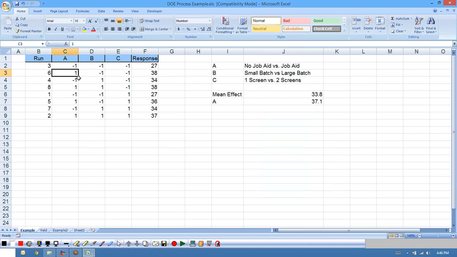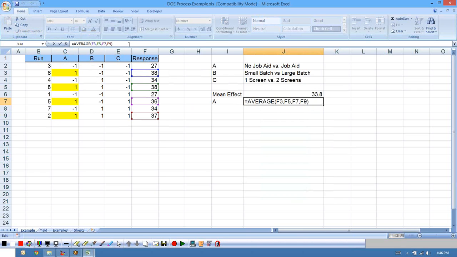37.1. Now, how did I do that? What I did was I took all the pluses of A. Those right there, the ones in yellow that I've just made yellow. This is the average of all the A's. And now I'm going to average all the minus A's. Now I'm going to average all the minus ones. I'm going to subtract those two averages, minus the average of all the minuses.